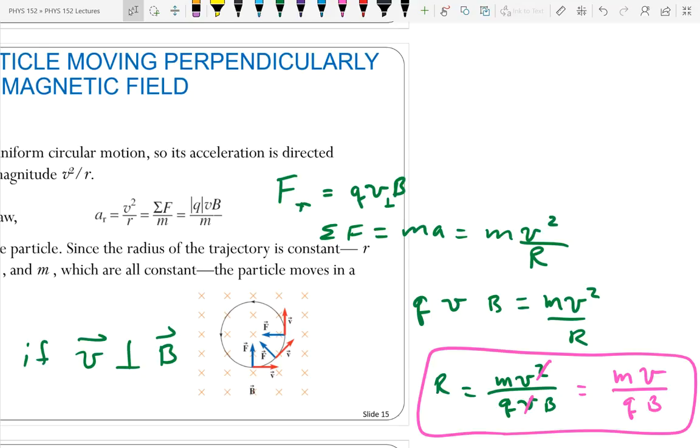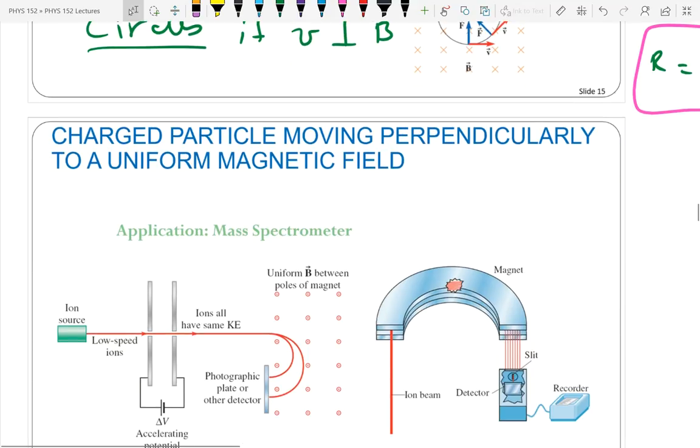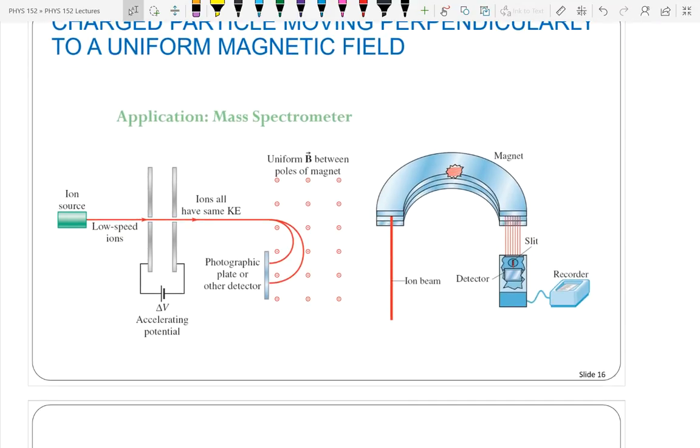Your standard mass spectrometer has a source of ions, and then you go through an accelerating potential. Why do you go through that accelerating potential? To give them a known speed. So you start with the low speed, you accelerate them to a high speed.